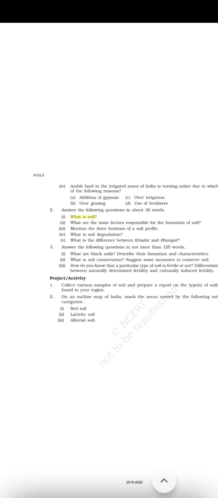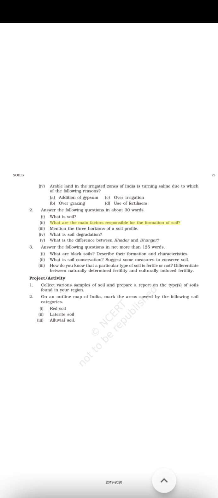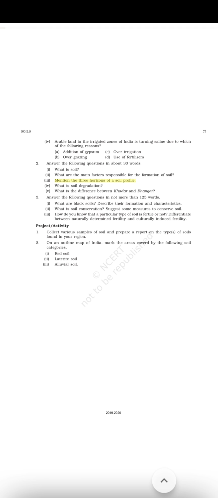(i) What is soil? (ii) What are the main factors responsible for the formation of soil? (iii) Mention the three horizons of a soil profile. (iv) What is soil degradation? (v) What is the difference between khadar and bhangar? 3. Answer the following questions in not more than 125 words.